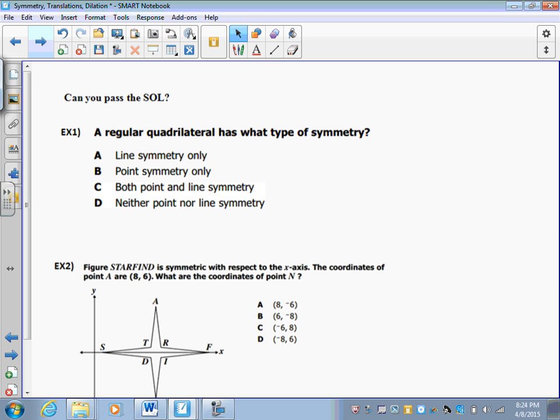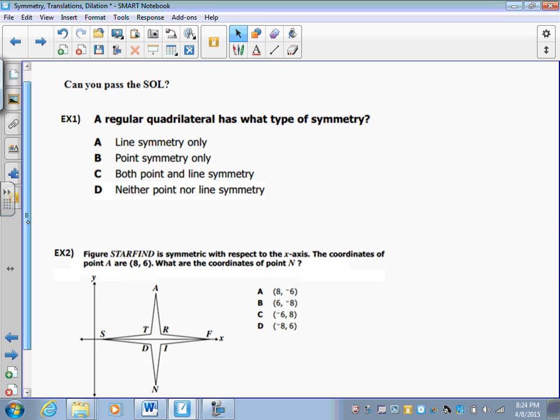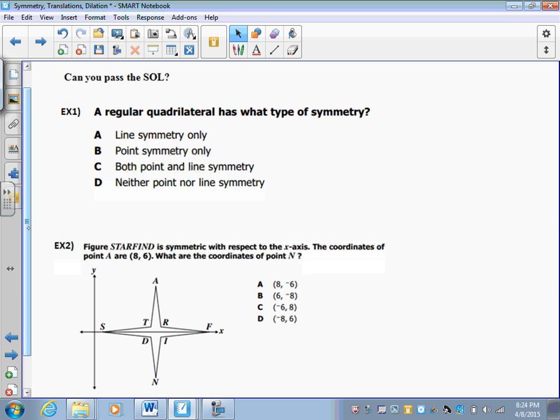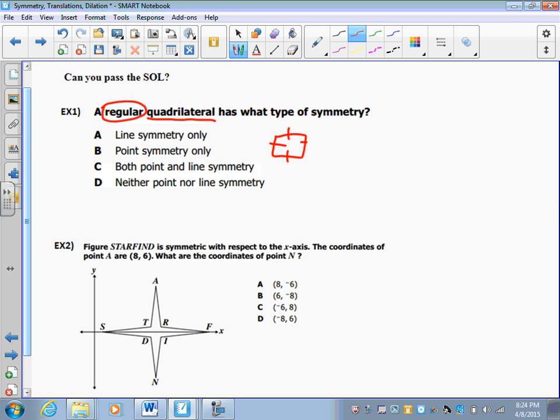Now, these are a couple of SOL questions that we want to go over. A regular quadrilateral has what type of symmetry? First of all, we need to know, what is a quadrilateral? We're talking about a four-sided figure. Regular means that all sides are equal and all angles are equal. So basically, we're talking about a square. All sides are equal, all the angles are equal, 90 degrees exactly. So line symmetry, yes, we have line symmetry.